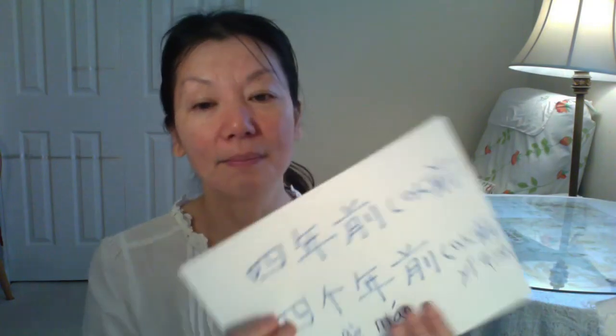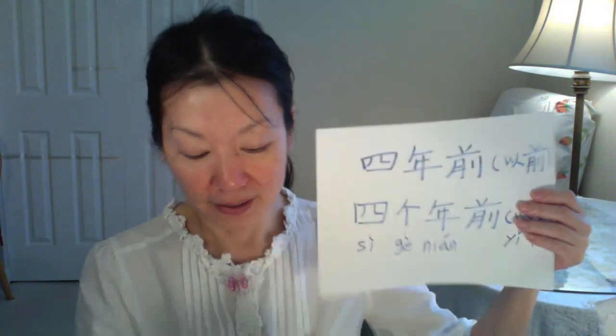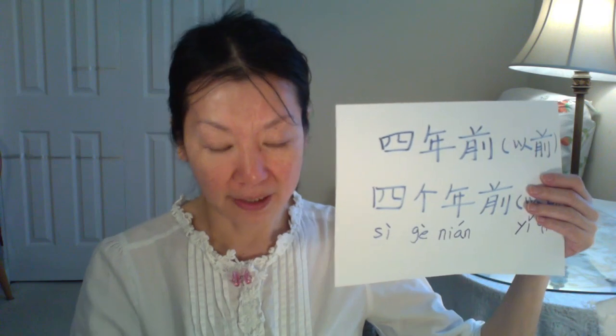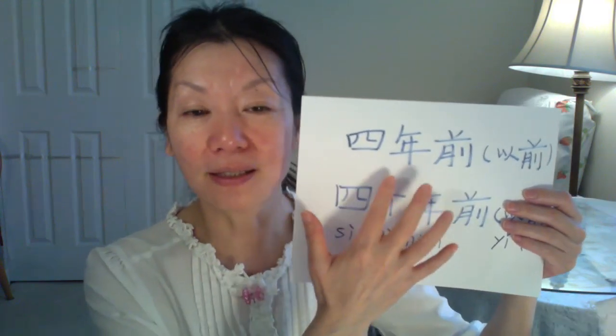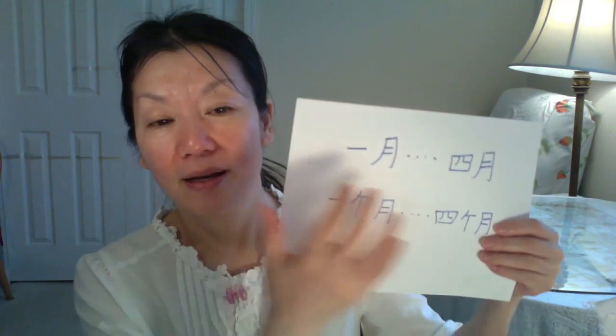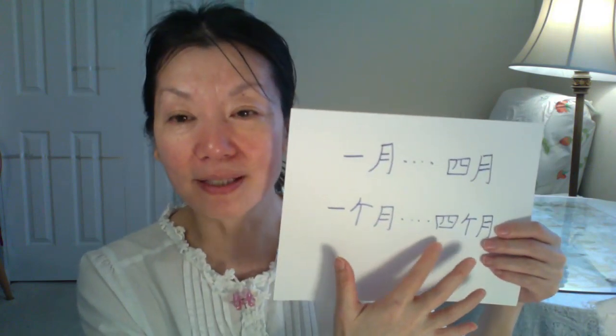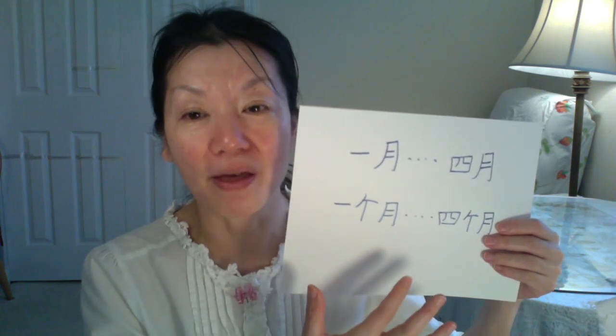And for the year, the measure word, you can drop it, because we don't have this problem. You say 四年, 四个年, both mean 4 years. Both mean 4 years. When you say month, 四月 means April, 四个月 is 4 months. It's totally different, very different, right?